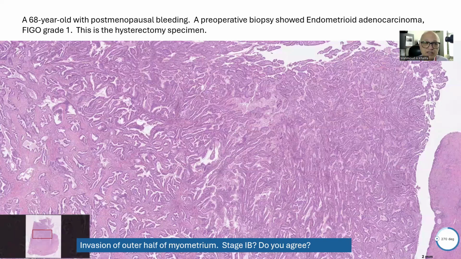Next case is a 68-year-old with postmenopausal bleeding. The biopsy was called endometrioid adenocarcinoma FIGO grade 1, and now we have the hysterectomy. I think if you look at this power, you can see the glandular crowding, and I think you will agree with me that this is good for endometrioid adenocarcinoma FIGO grade 1.